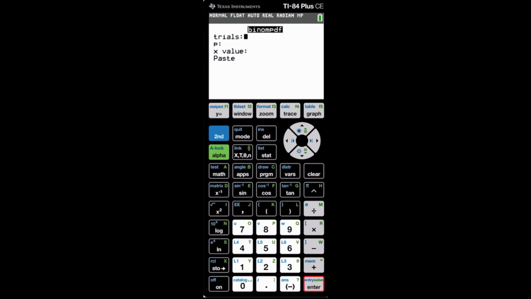Now it's asking me for the number of trials. I'm going to put 20 because the number of free throws that I'm attempting is 20. P is my probability of success. Remember that I have a 0.2 probability of success. And I want to figure out what is the likelihood that I make exactly 4 baskets. So I press paste, press enter again. And that means that there's about a 21.8% chance that I'm actually going to make exactly 4 out of those 20 baskets, or a probability of 0.218.